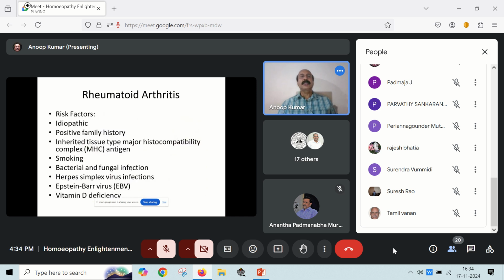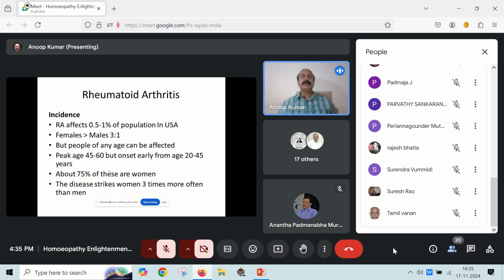So, risk factors. Idiopathic factors, positive family history. Family is like a hereditary thing. If your forefathers or parents have rheumatoid arthritis, the chances of you getting it are very high. Inherited tissue type, major histocompatibility complex and antigen. There is an antigen which is inherited, and that is a cause of this problem. Then smoking will enhance the problem. Bacterial and fungal infection can also trigger this. Herpes simplex virus can also cause this problem. Then Epstein-Barr virus, EBV, also can be a cause. Vitamin D deficiency also can be a cause of rheumatoid arthritis.